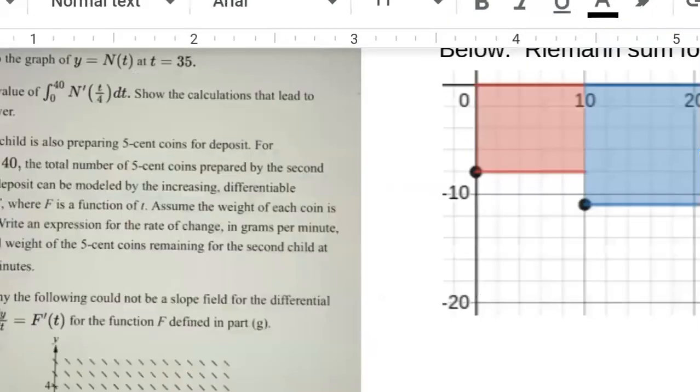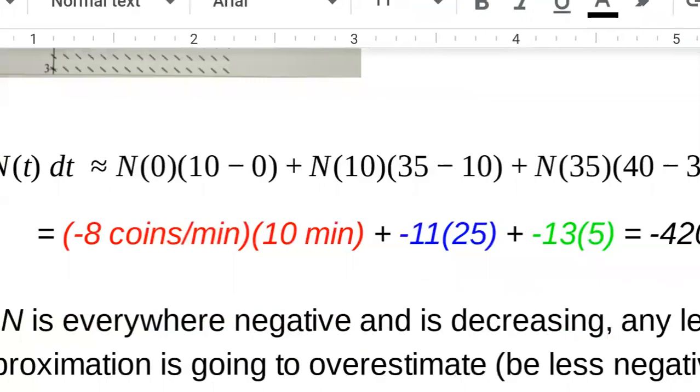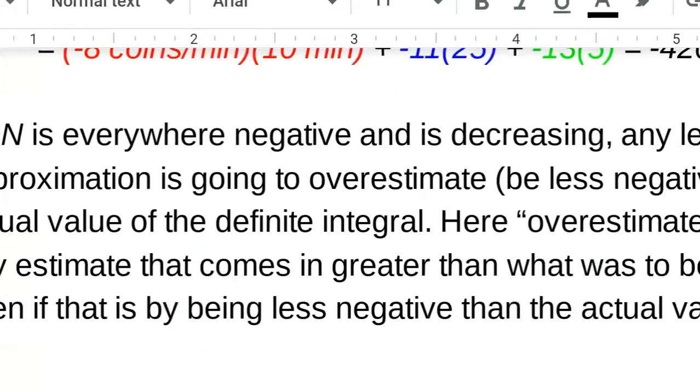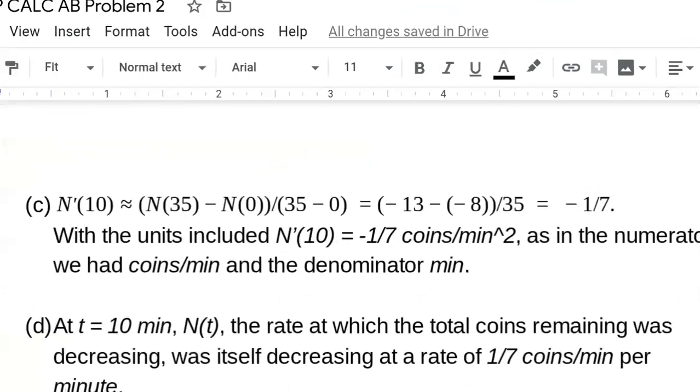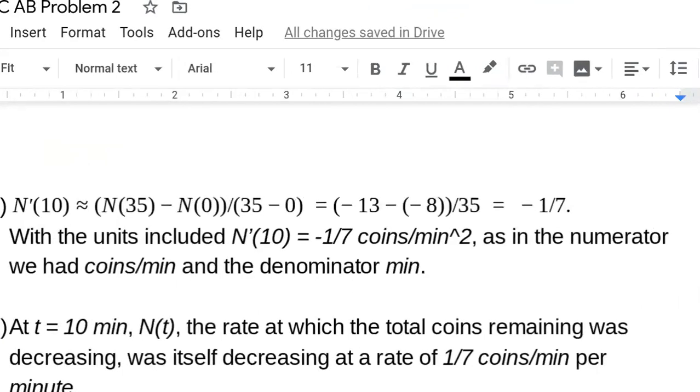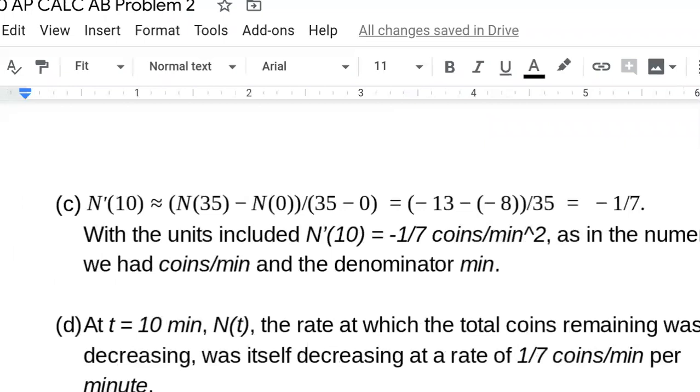Just doing the slope between 2 points. Zoom back out. There it is. N prime of 10 would approximately be the change in the n value over the change in the time. So this is going to be, I guess it came out to be -1/7. Here the units on top were coins per minute, and on bottom they were minutes. So our units come out here as coins per minute squared. Okay, that was it for part C.